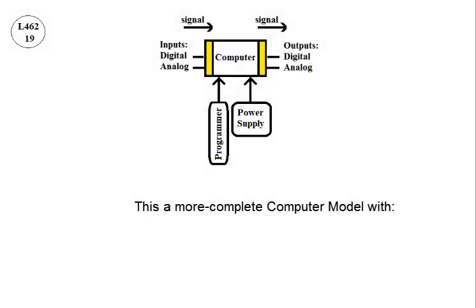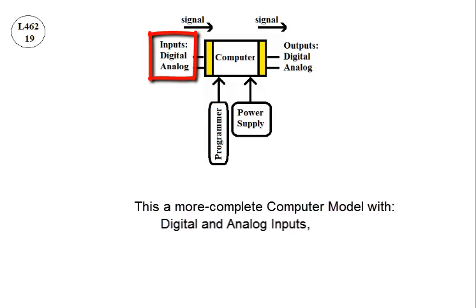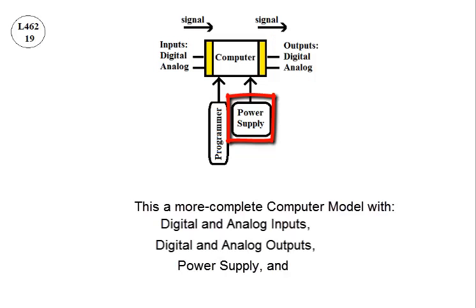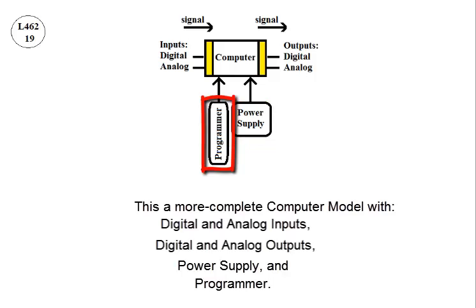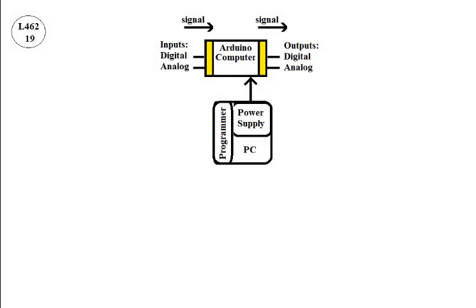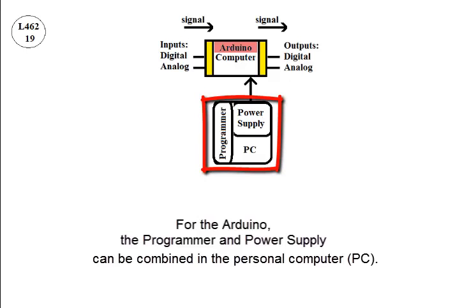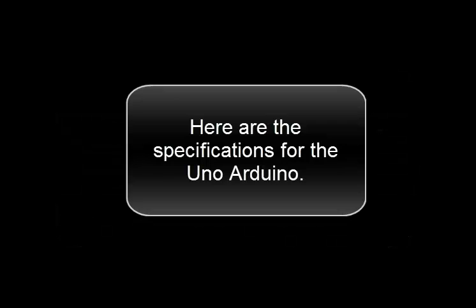This is a more complete computer model with digital and analog inputs, digital and analog outputs, power supply, and programmer. For the Arduino, the programmer and power supply could be combined in the PC. Knowing computer specifications precedes any computer implementation.